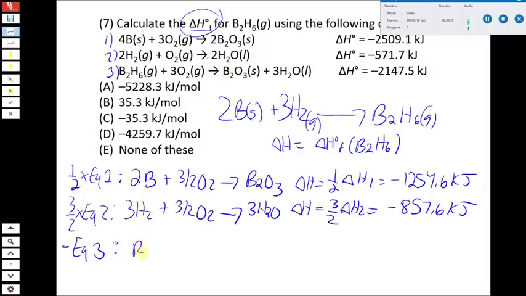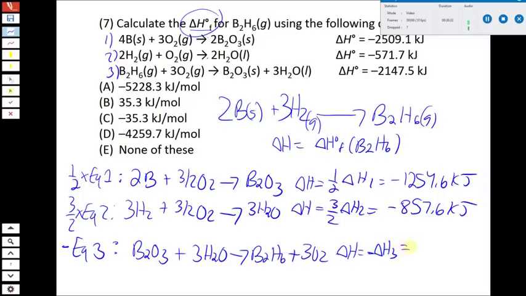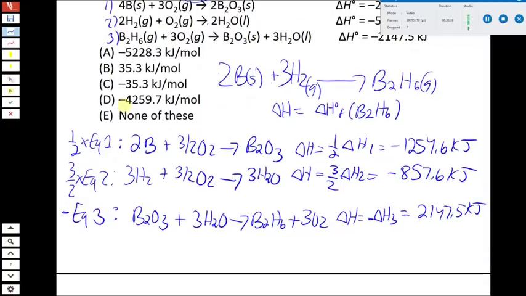So we're going to get B2O3 plus 3H2O going to B2H6 plus 3 O2. And because we flipped the equation, what happens to delta H? We take the negative of whatever that number is, so it becomes positive. So it's going to be negative delta H3, which is going to be positive 2,147.5 kilojoules. All right. And so now that we have the three modified equations, we can verify if we so choose.